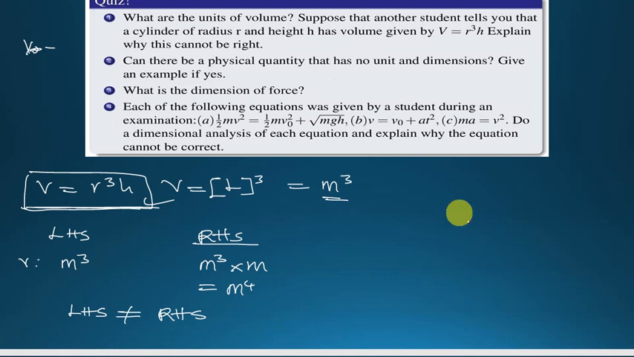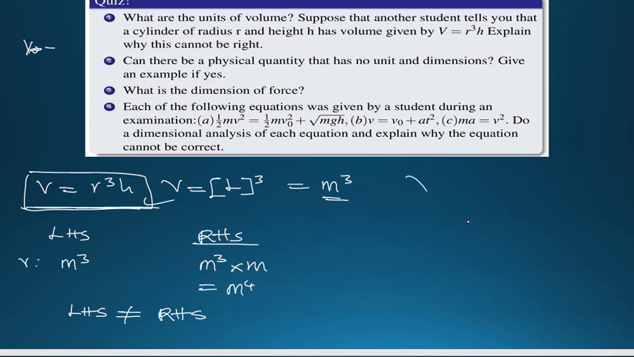Let's go ahead. What's the other question you have been given? I've been given to find question 3, or question 2: Can there be a physical quantity that has no units and dimensions? Yes. Okay. Give an example if yes.